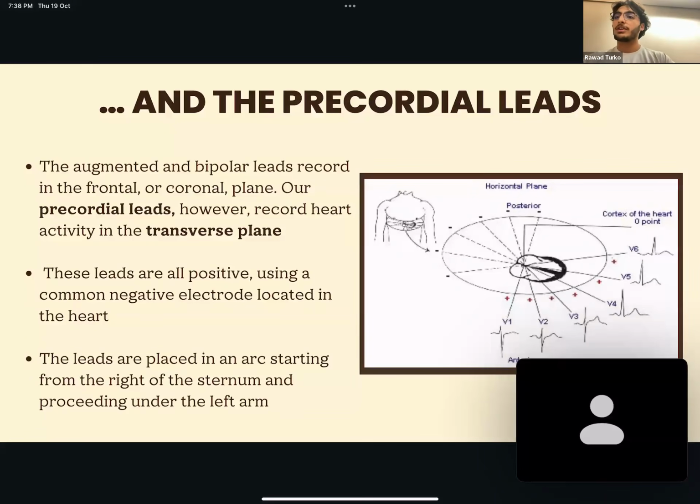Okay, the leads are placed in an arc starting from the right of the sternum and proceeding under the left arm. So can you guys see me, by the way? Because I'm gonna be just kind of showing it on myself. I want to make sure that I don't look stupid. Can you guys see me? Yeah, perfect, we can see you.